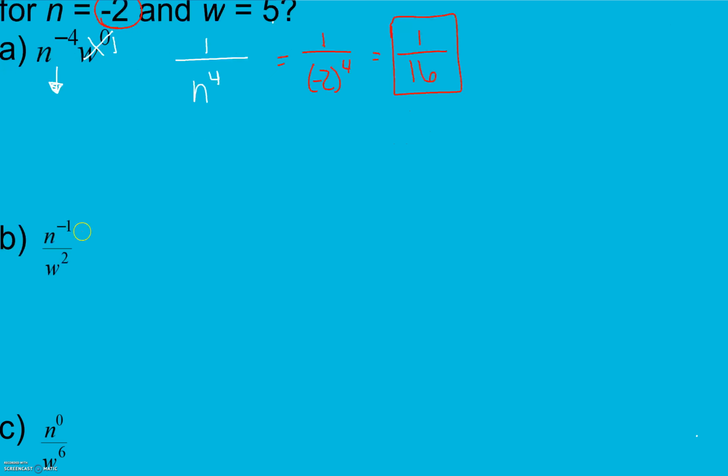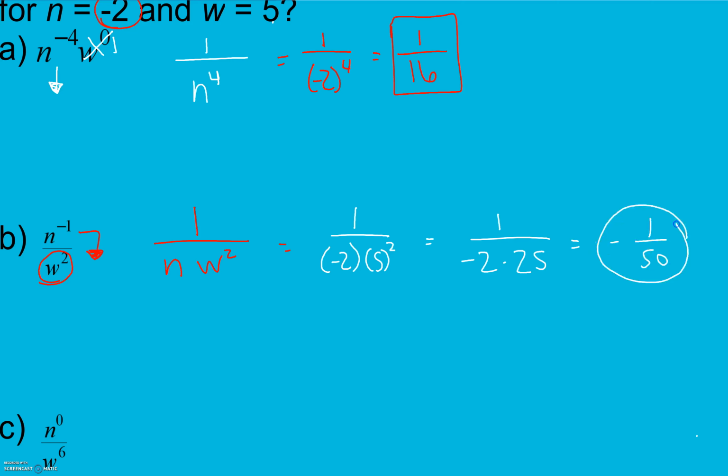Here I have n to the negative 1st power, so I'm going to move it to the denominator in order to make it positive. And my w squared is already positive, so I keep that in my denominator. I'm going to substitute in the values that I know here. I know that n is negative 2, and that w is 5. According to PEMDAS, I have to do exponents first, and then multiply, and I get negative 1 over 50.